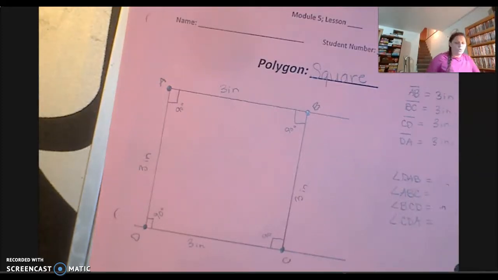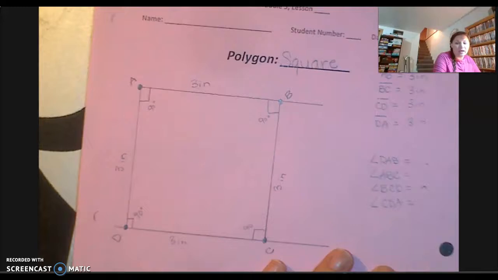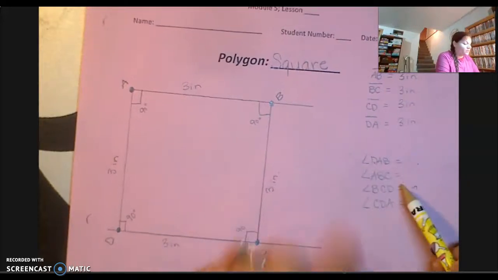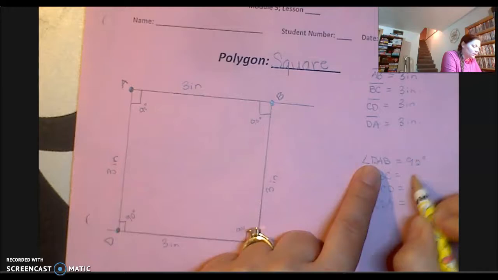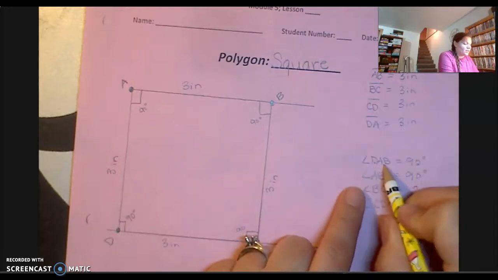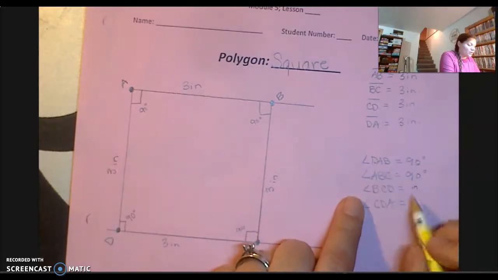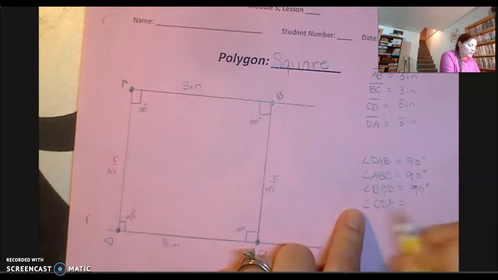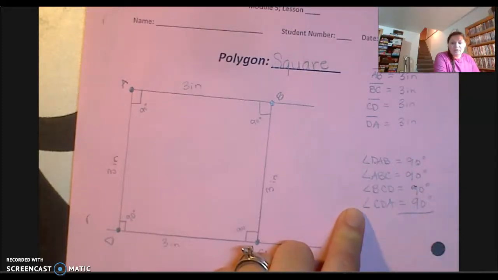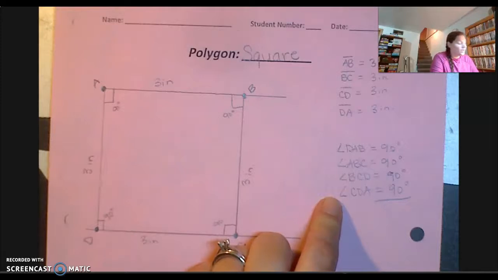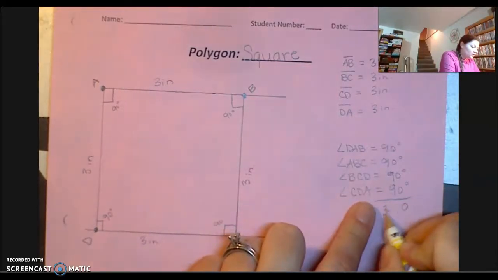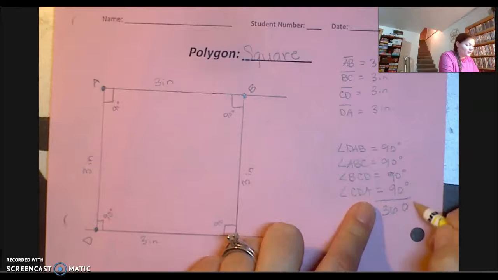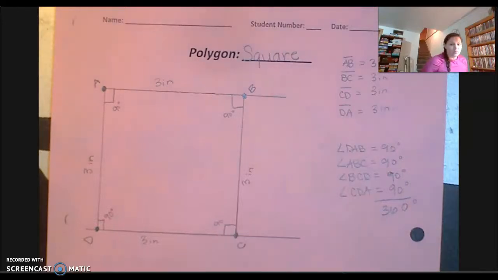Squares also have 4 right 90-degree angles. So we know the measurement of all 4 angles are equal to 90 degrees. So we can fill in angle DAB, angle ABC, angle BCD, and angle CDA. Again, we add these because a quadrilateral has to have angles that add up to 360 degrees, and 4 9s make 36. And that is how we make a square.